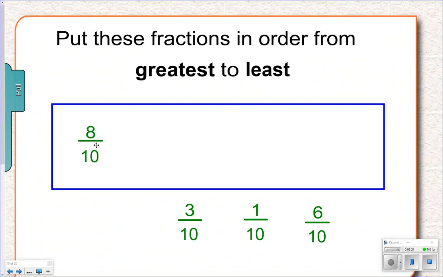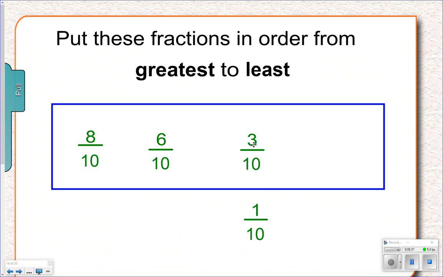So it's the greatest fraction. Now we have 1, 3 and 6. Which one comes after 8? Yes, 6 is greater than 1 and greater than 3. After 6 over 10 comes 3 over 10, and the smallest one is 1 over 10.